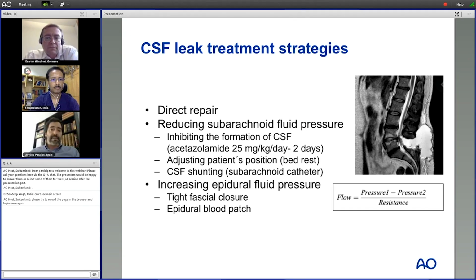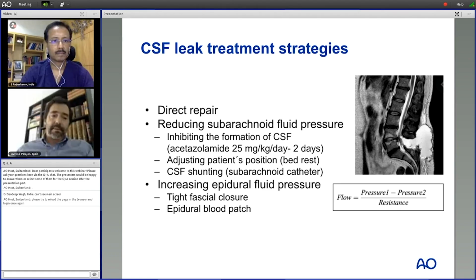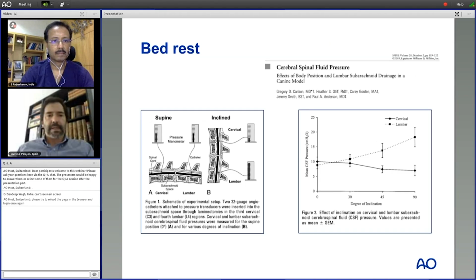To increase the epidural fluid pressure, we can put an epidural blood patch, but this, of course, has some potential complications. And probably the best thing is to do a perfect tight fascial closure. So putting the patient on bed rest is probably the easiest way to treat a CSF leak.